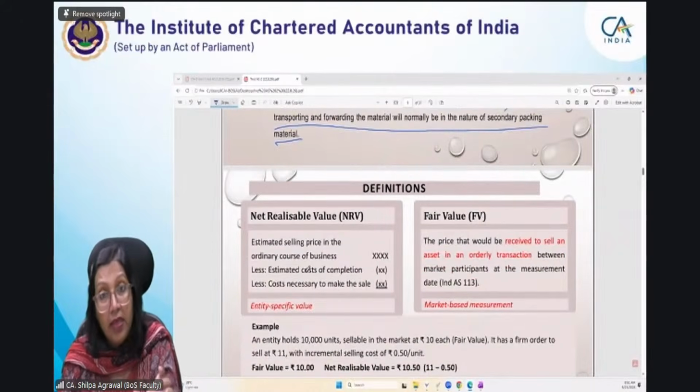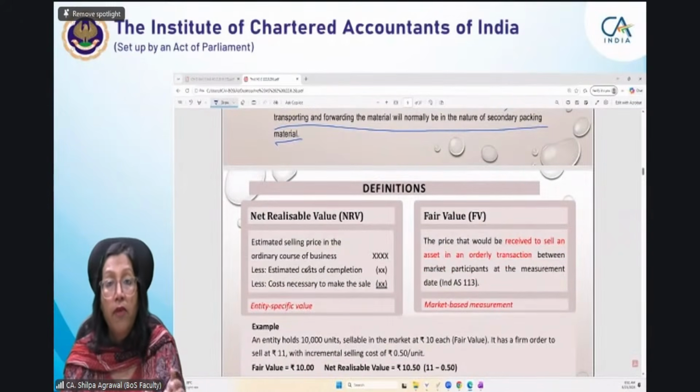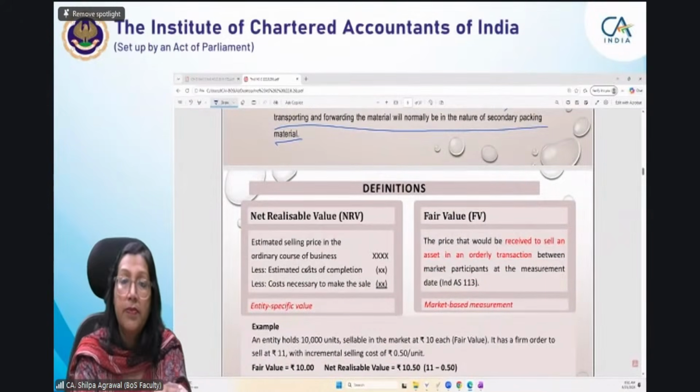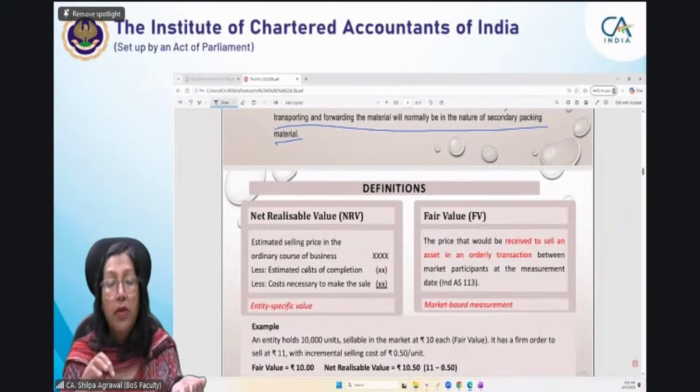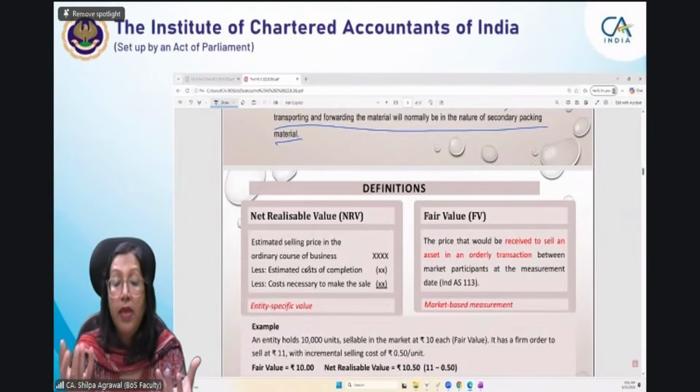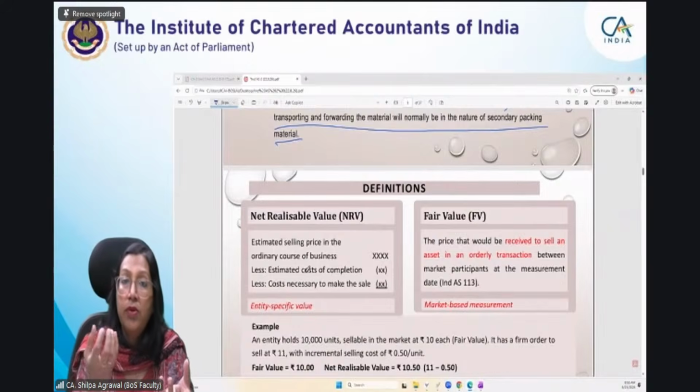This is very important for you from this standards perspective, because it is one of the main concepts to be applied for your measurement part. Net realizable value is anything which you are going to realize, anything which you are going to get when you sell that asset.